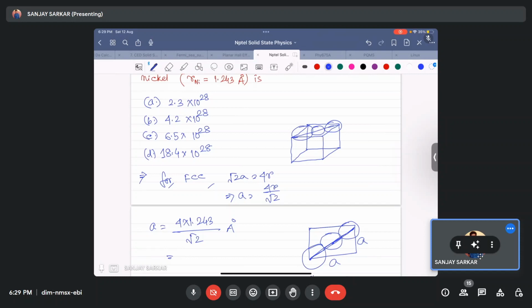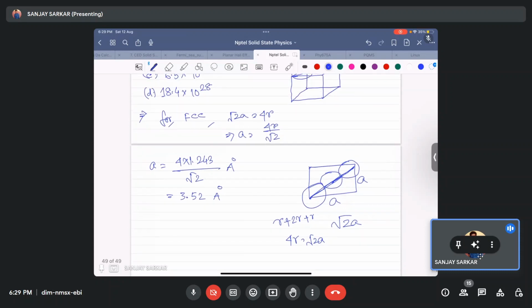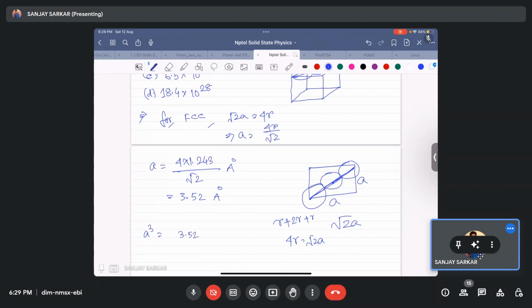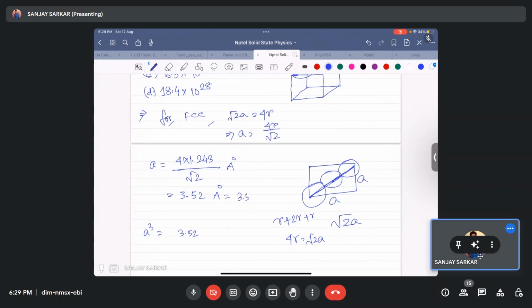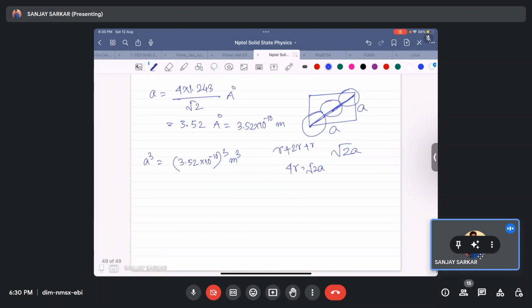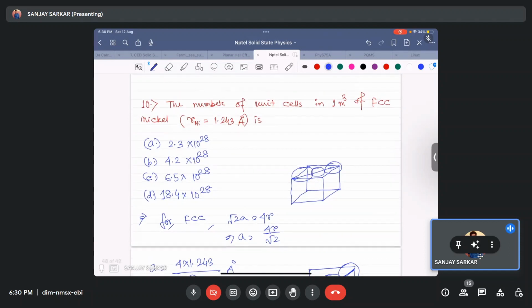If you calculate this, 4 into 1.243 divided by root 2, it is 3.52 angstrom. So the volume of one unit cell will be a cube, which is 3.52 into 10 to the power minus 10 meter, cubed. This is the volume. They asked how many unit cells are there in 1 meter cube.